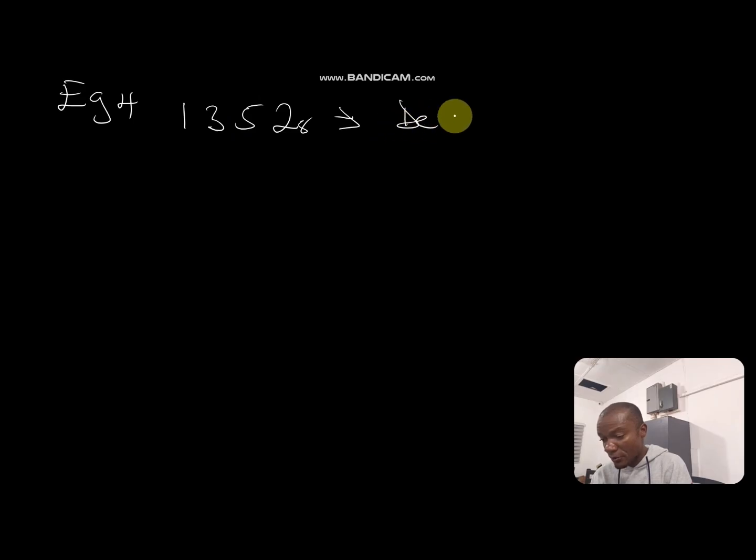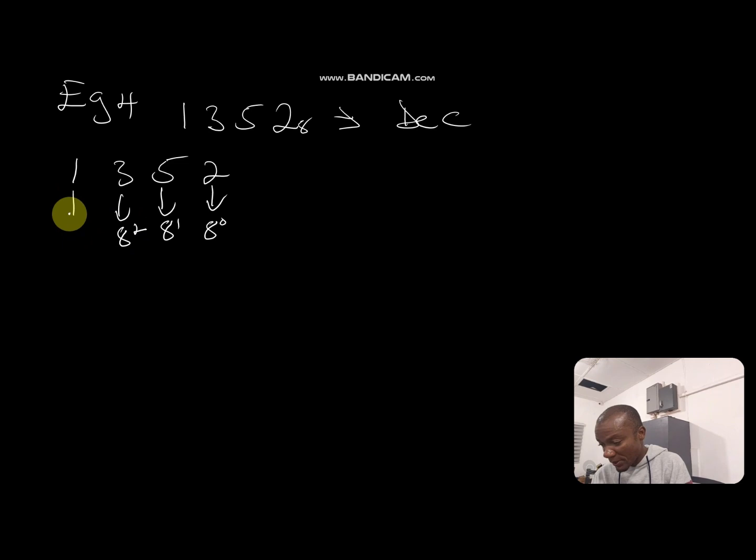Let's try our last example. So example 4, we have 1352 base 8, and we have to change this to decimal or base 10. So 1, 3, 5, 2. We multiply this by 8 raised to the power 0. Multiply this by 8 raised to the power 1. Multiply this by 8 raised to the power 2. Multiply this by 8 raised to the power 3.